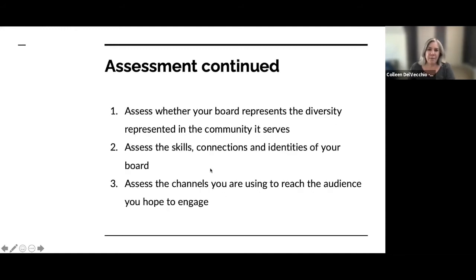So first, the idea is that you have to actually look and see, does your board represent the diversity represented in the community that it serves? This can be a little tricky for some nonprofits.